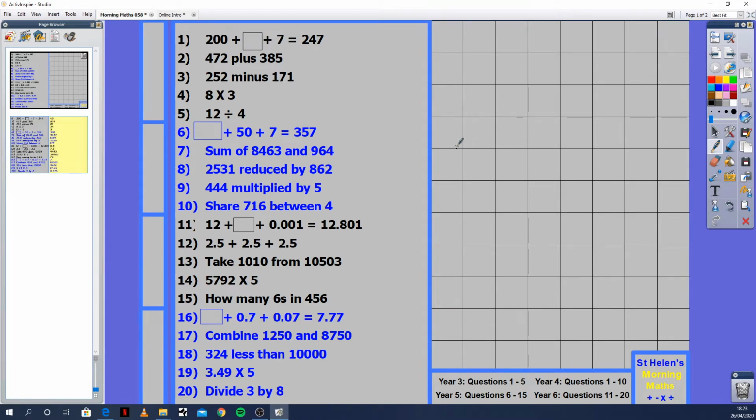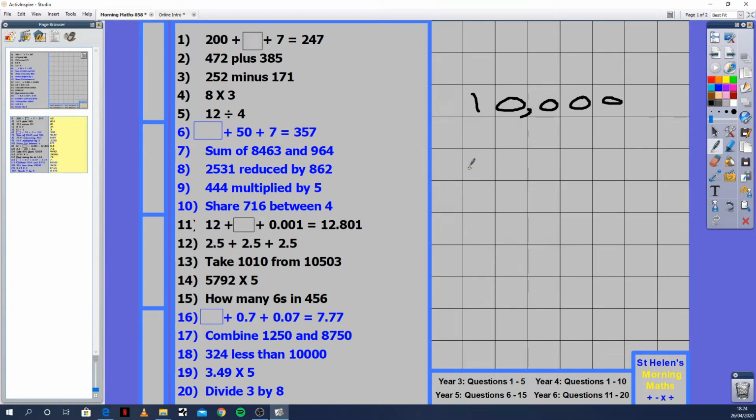I think I left out number 18. I'm really sorry. Number 18, 324 less than 10,000. Is it 10,000? Yeah, it's 10,000. So let's write 10,000 down. How do I know 10,000? Because look, there's 3 place values before the 1,000. Units, tens, hundreds, thousands, 10,000, 100,000.